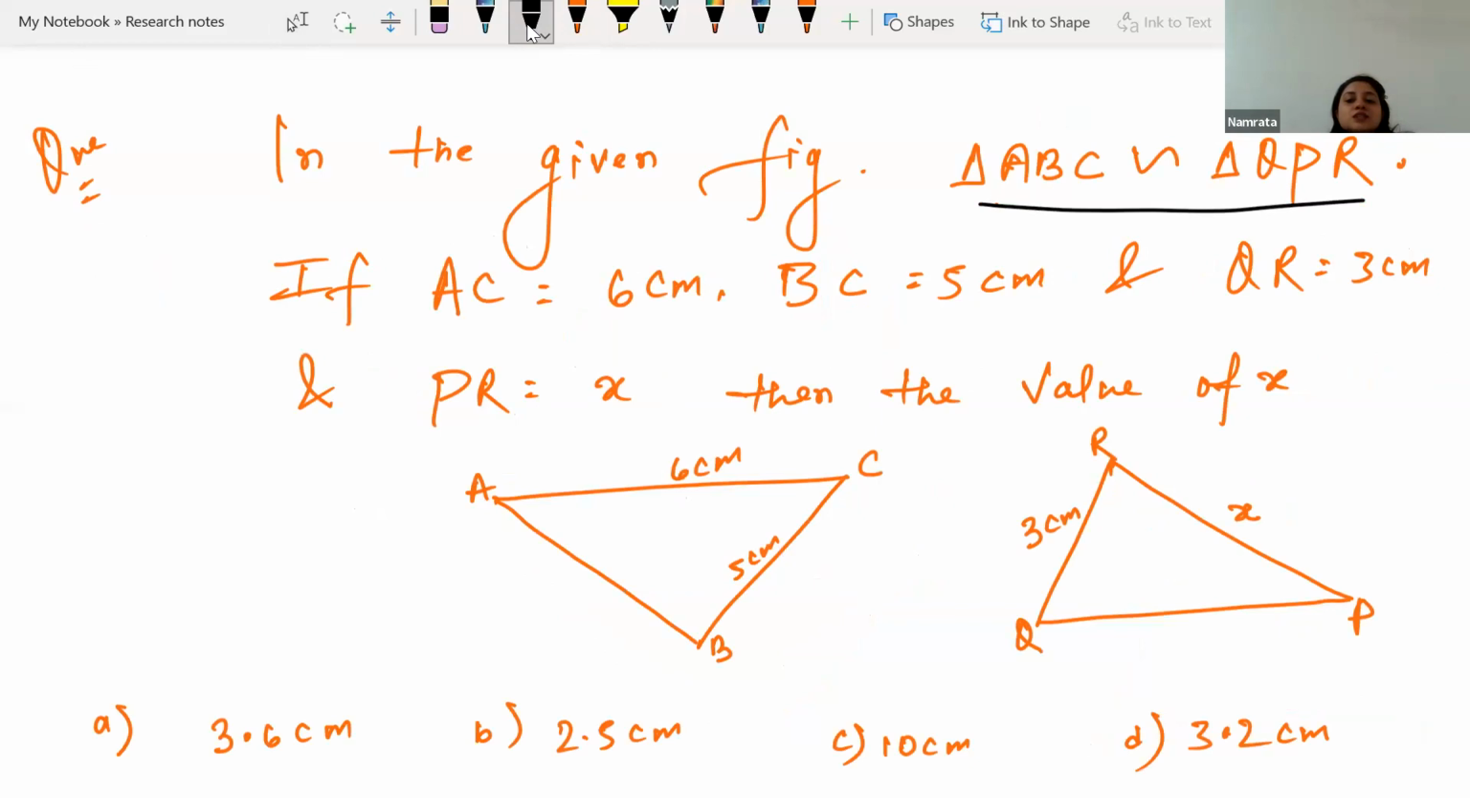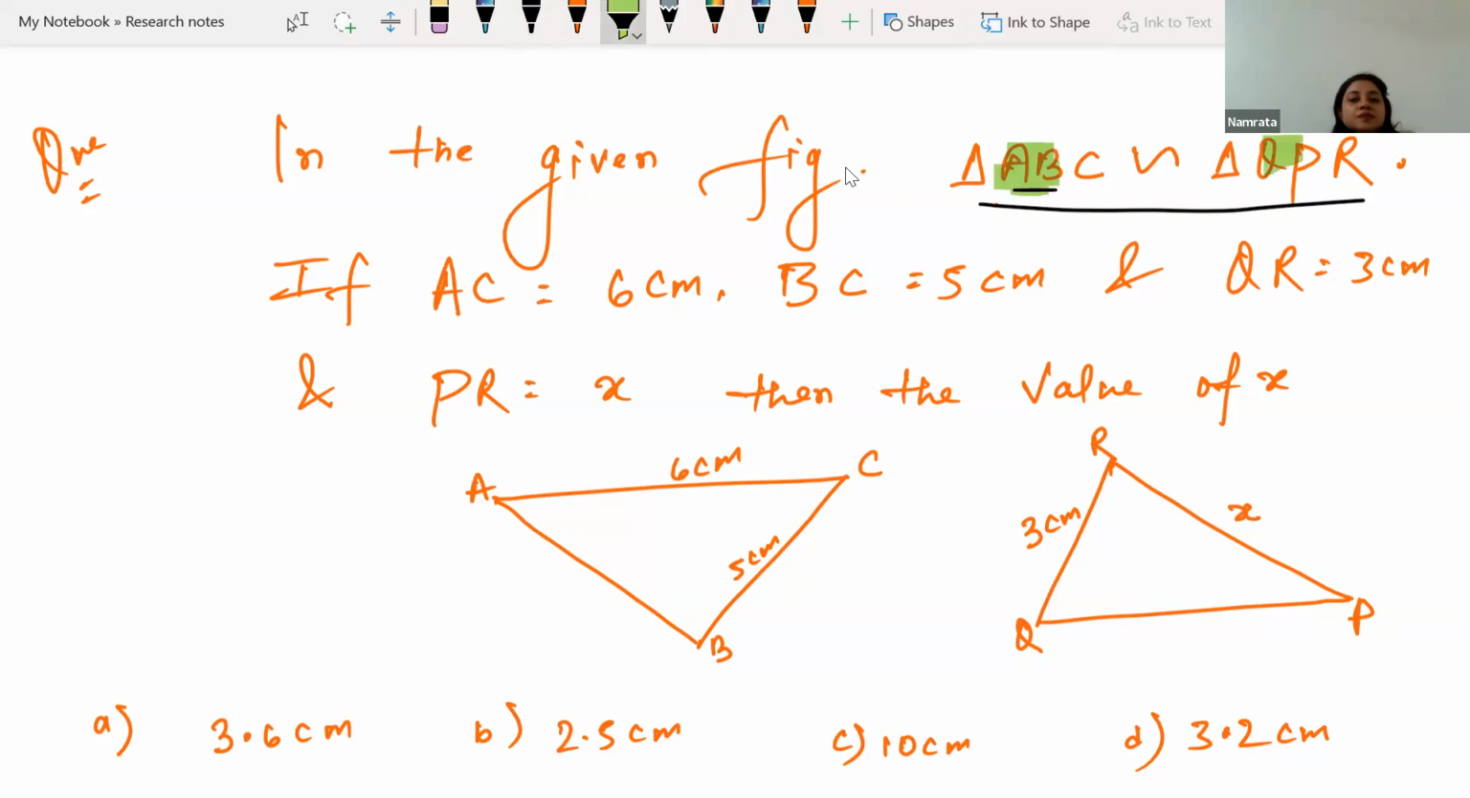Here, the sequence of the name of the triangle itself tells us how we can write the sides in proportion with each other. We can say AB by QP, BC by PR, and AC by RQ. This ratio will be the same. Again, I am repeating, how will you understand which side to take by which side? That's why we write the name of the similar triangle properly, so that we can write the sides in proportion.